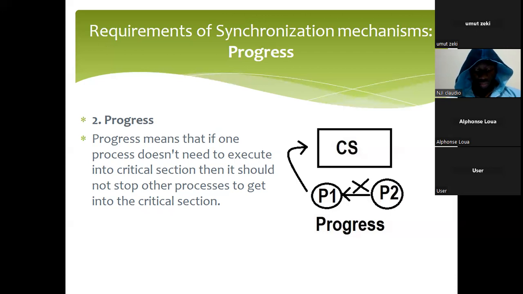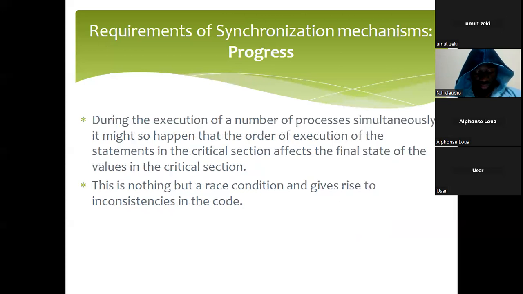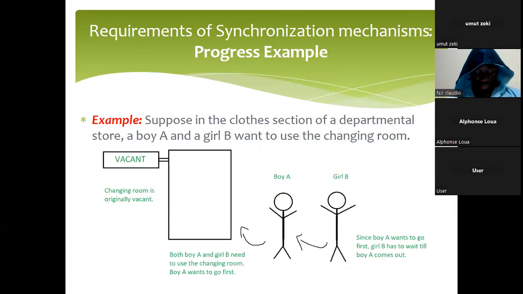If one process cannot use the critical section, it should give space to the others that want to use the critical section. And we have an example here, just an analogy, in which we have a boy and a girl that want to use the same dressing room.